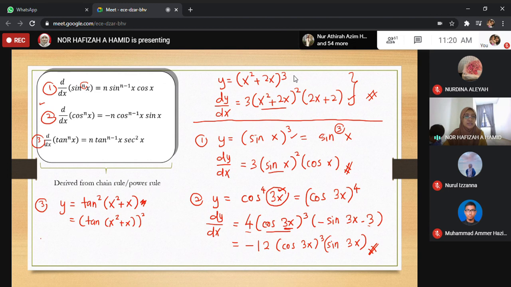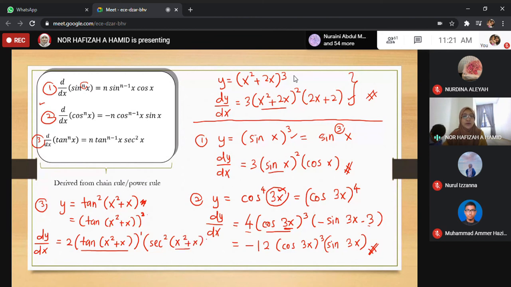Okay, so you nak differentiate dy over dx. So you apply balik rules for power rule. So 2 yang power ni letak kat depan, so 2. Lepas tu you have tangent. Copy balik tangent x square plus x. Okay, so 2 minus 1 menjadi 1 power dia. Lepas tu differentiate balik, differentiate yang dalam bracket ni, differentiate tangent x square plus x, you akan dapat secant square x square plus x. Lepas tu kena differentiate balik dalam bracket, so you have times with 2x plus 1.